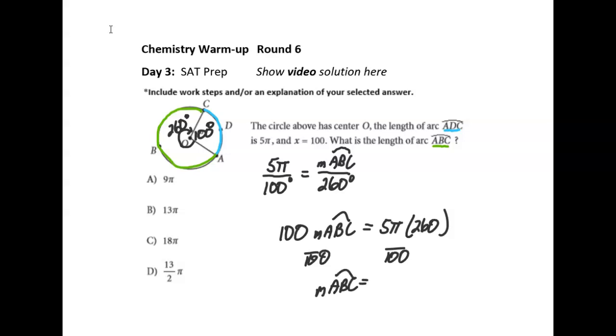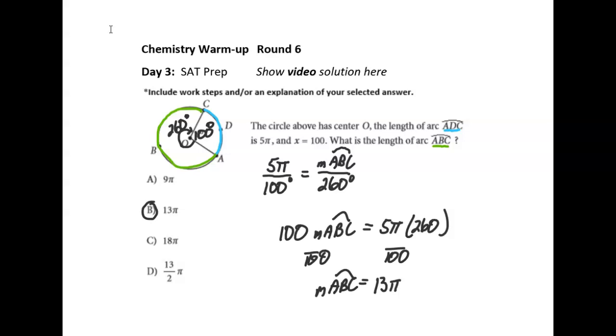Before I type this in the calculator, I noticed that all 4 of the multiple choices have the symbol pi in them. So on the calculator, I don't want to type the pi symbol because when I push enter, it's going to give me a decimal answer. But what I will type on the calculator is the 5 times 260 divided by 100. That makes 13, and then I can write the pi symbol next to the 13. The answer is choice B.